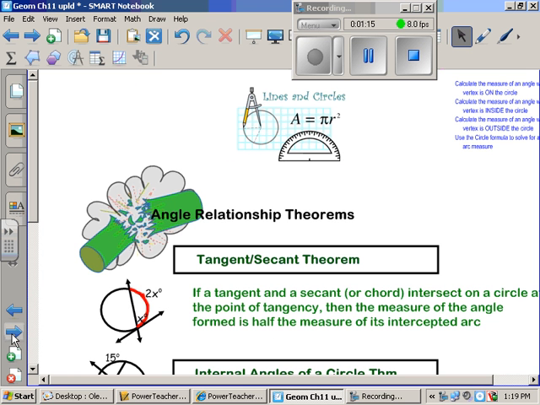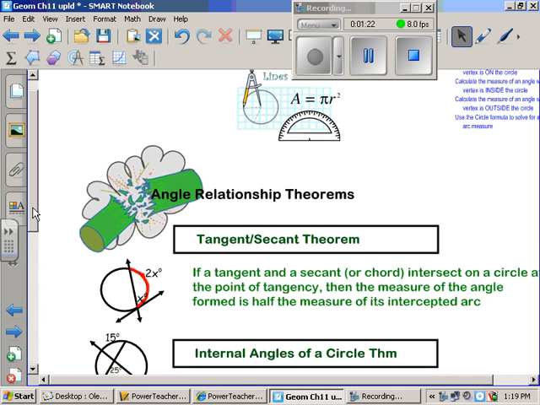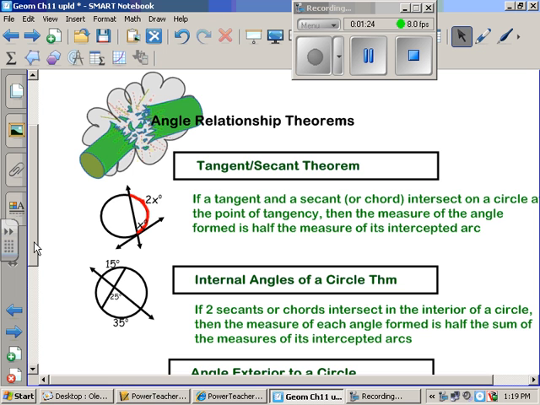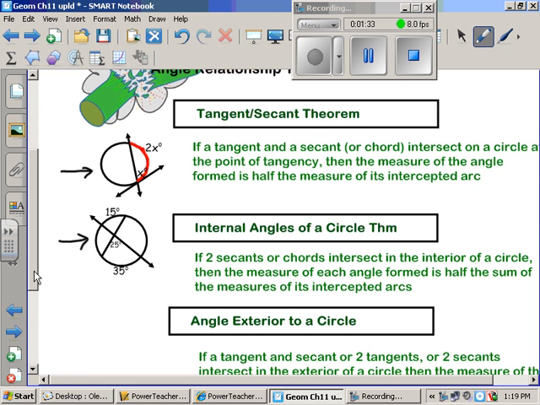Okay, so today we're going to talk about relationships of angles and circles. And there are three kinds: when the angle is on the circle, when it's in the circle, and then down here when it is outside the circle.